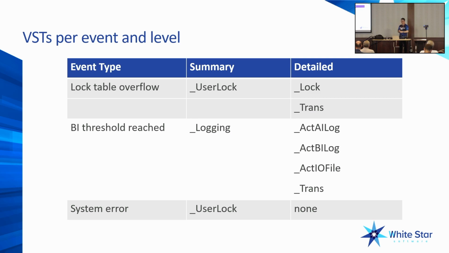For BI threshold reached, we have a bunch of VSTs with information about the transaction subsystem. And with system error, there's just really one level of detail. It's the summary level, and you get the user log table again for that. Because system error is kind of generic. You can have it for a lot of different reasons.